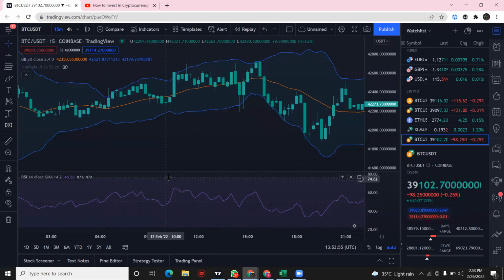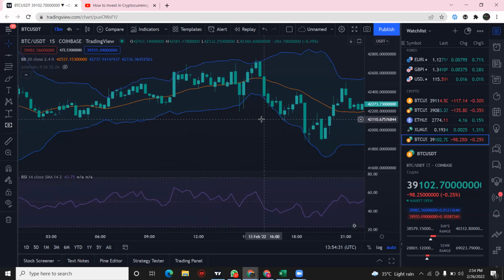Once you touch the upper band of RSI, this dotted upper band of RSI, it means the market has been overbought, so it needs to come down. And once you touch the lower band of RSI, it means the market has been oversold, it needs to go up. The same thing applies to the Bollinger Band. Once the candlestick touches the upper band of the Bollinger Band, it means the market is overbought, it needs to come down. When you touch the lower band, the market is oversold, it needs to go up.